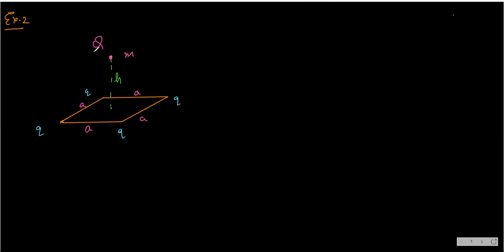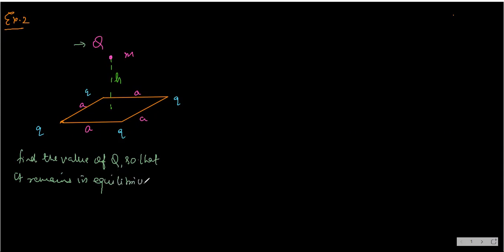Given that this charge is in equilibrium, it is not falling down. This capital Q is in equilibrium. So you have to find the value of Q so that it remains in equilibrium. It is not falling down. You have to find its value, children.